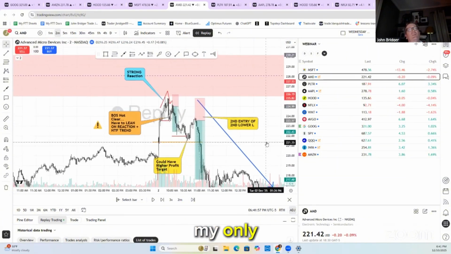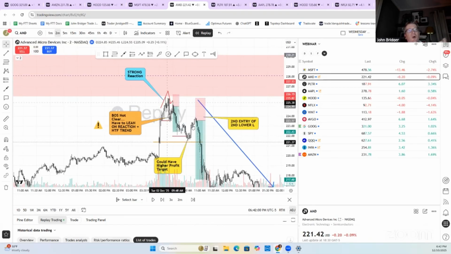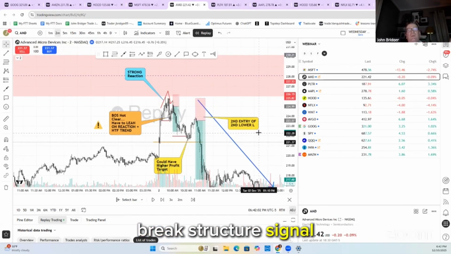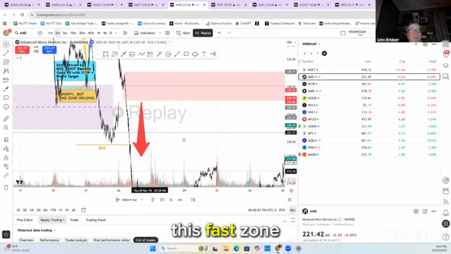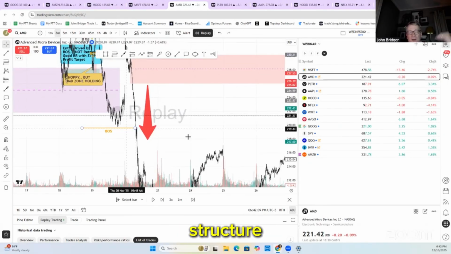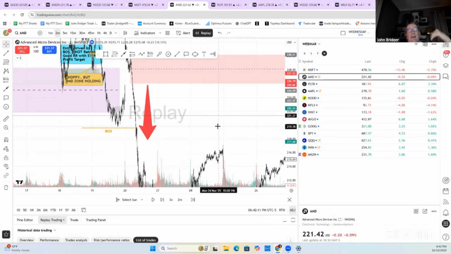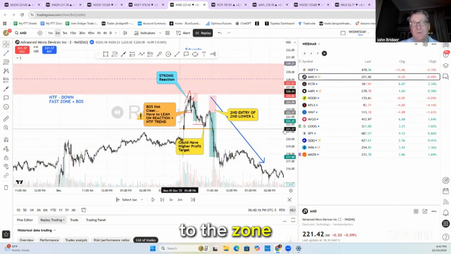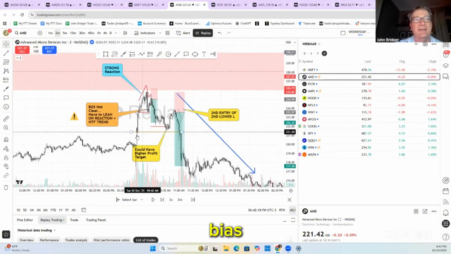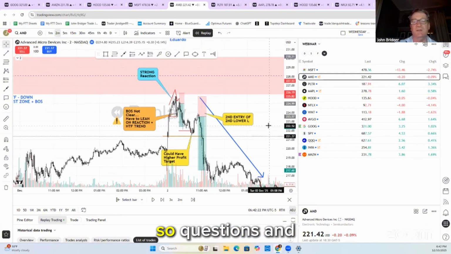So I would say that my only critique on this one was we didn't get a really strong break of structure signal. What you're really trusting in this situation is I got this fresh zone that broke structure, right? I have a strong, high conviction downtrend bias. I got the reaction to the zone, right? That confirms that bias, even though I didn't get a break of structure. So questions and comments on that.